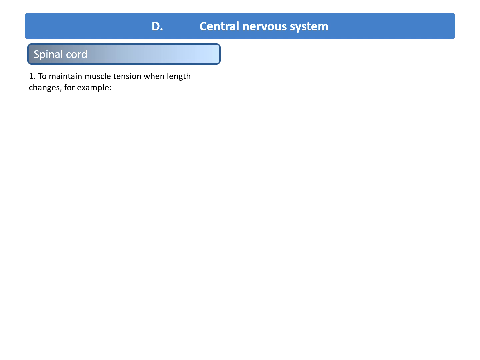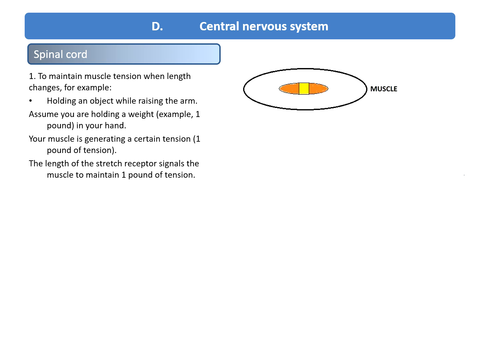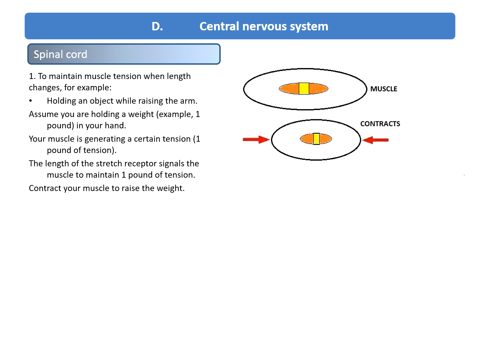How about maintenance of muscle tension when the length changes? For example, holding an object while raising the arm. Assume you're holding a weight, let's say a 1-pound weight, in your hand. Your muscle is generating a certain tension, 1 pound of tension, to hold the 1-pound weight, obviously. The length of the stretch receptor signals the muscle to maintain 1 pound of tension. Contract your muscle to raise the weight.